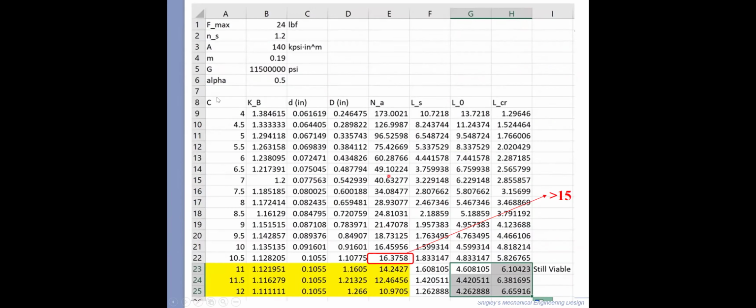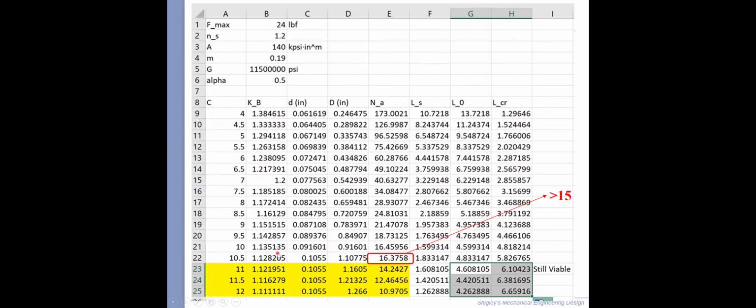Okay, so now we can just use Excel or whatever computer tool you use to figure out the limit on the number of active coils. We can try KB, lowercase d, capital D, and the number of coils. When the spring index equals 10.5, NA is greater than 15. Okay, it's beyond the design criteria of the compression spring.